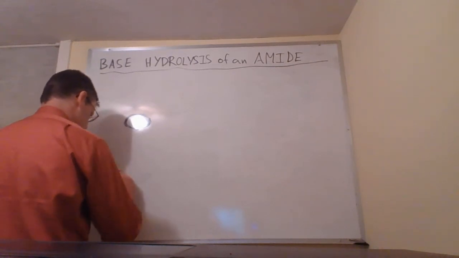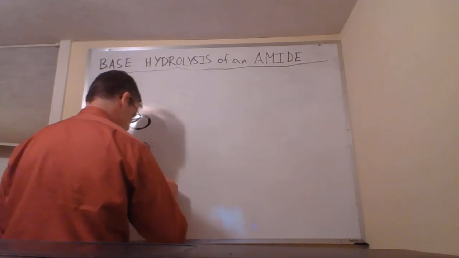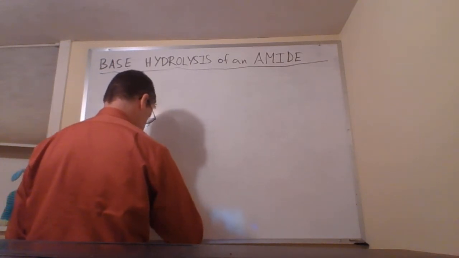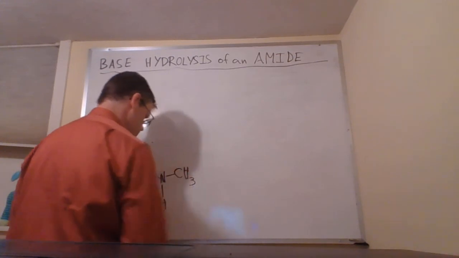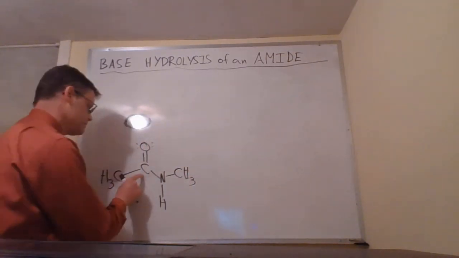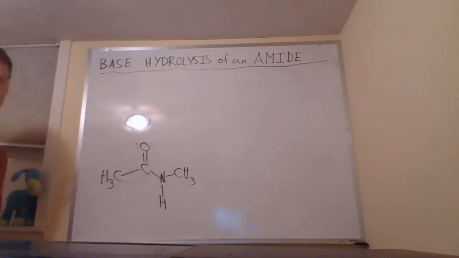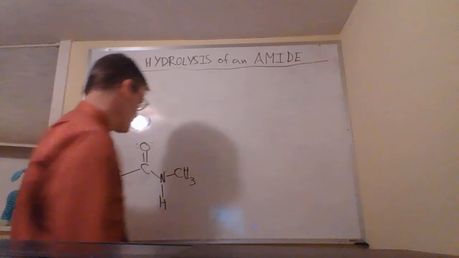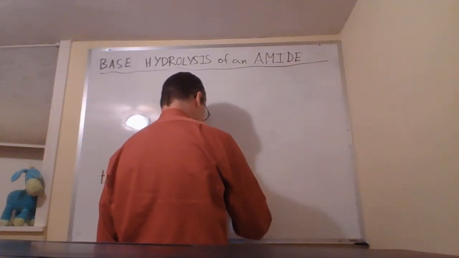So that's what we're going to do. We're going to throw in a strong base. The amide we're going to hydrolyze here is this amide. If you recall, an amide is a carbonyl that has an alkyl group on one side and a nitrogen on the other. And we're going to react this with sodium hydroxide and water.